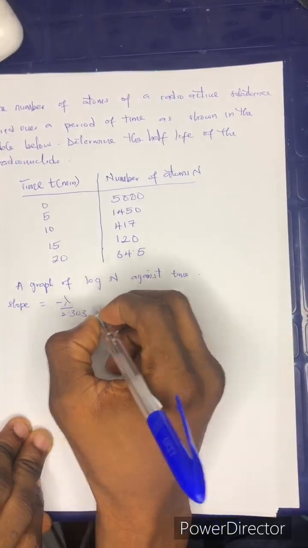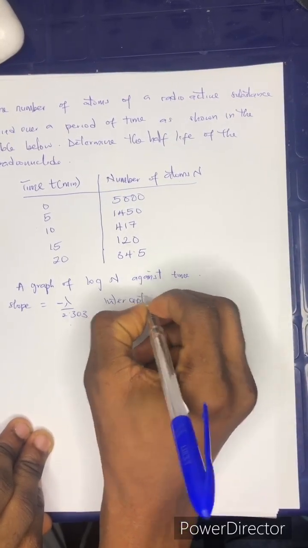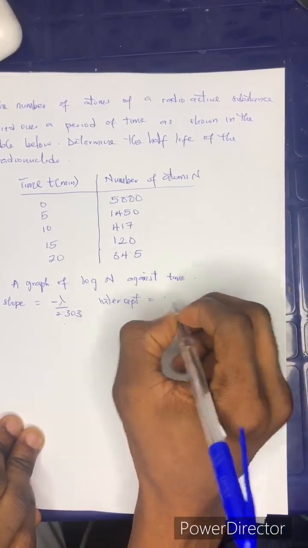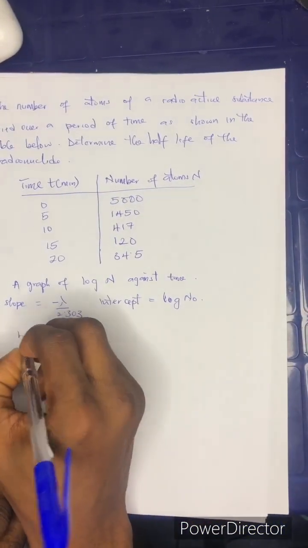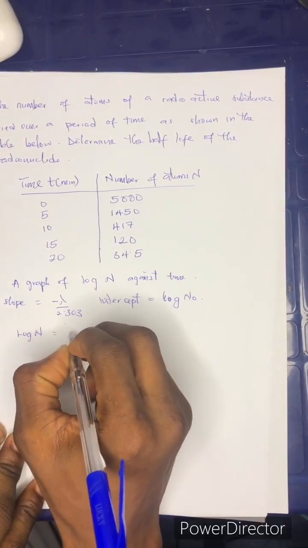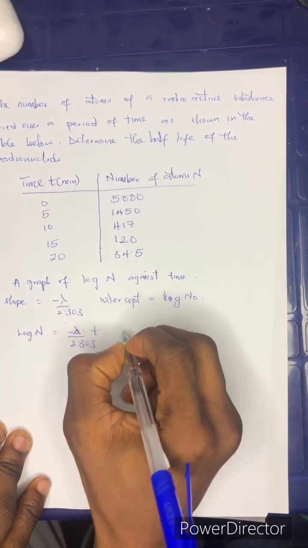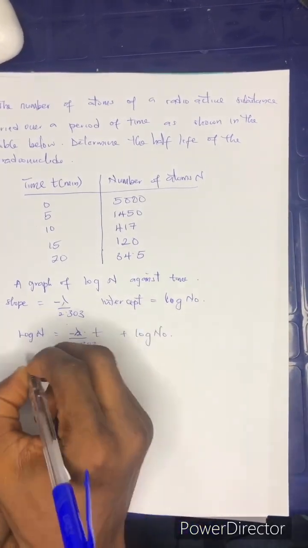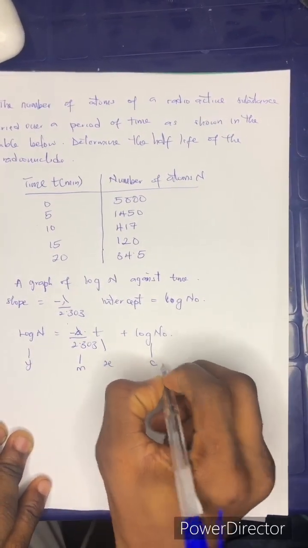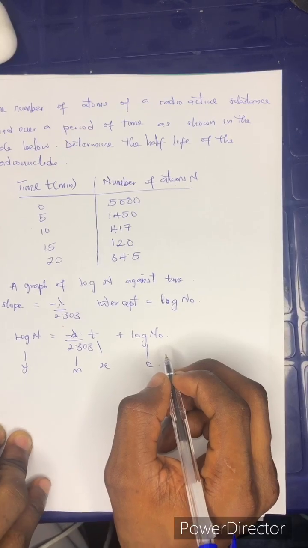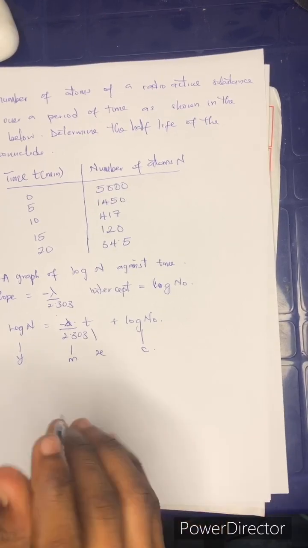And our intercept, from the last class, what's our intercept going to be? Log n naught. Remember from the formula I gave us that log n equals minus lambda over 2.303 t plus log n naught. I told us that this is our y, this is our m, this is our x, and this is our c. Do you remember that? I hope everybody remembers that from the last class. Yes, I said it in the last class. Okay, so we're going to solve our graph based on this.